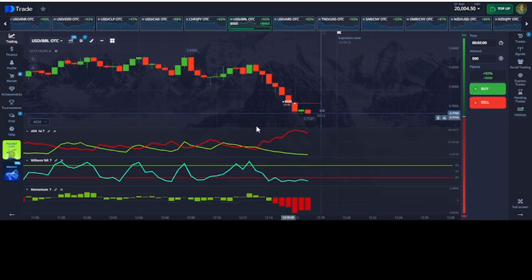First step, we're looking for increasing divergence of the DI lines. But we also want to look at the general trend, the price action of the candles here. And then we use the Williams percent R line and the momentum indicator for additional confirmation.